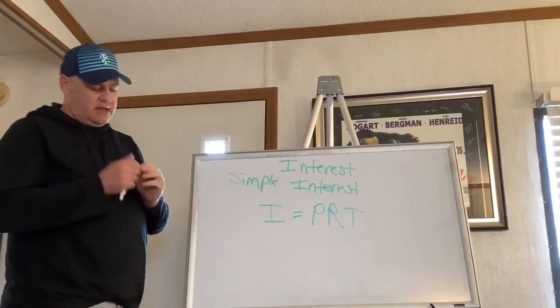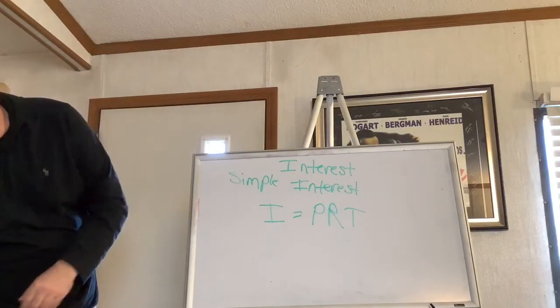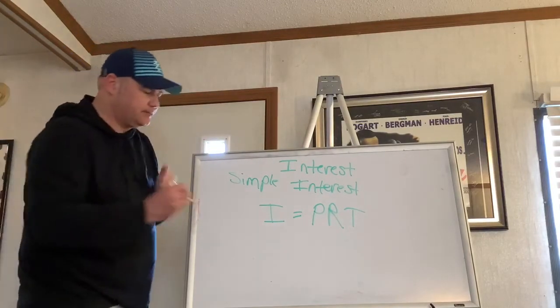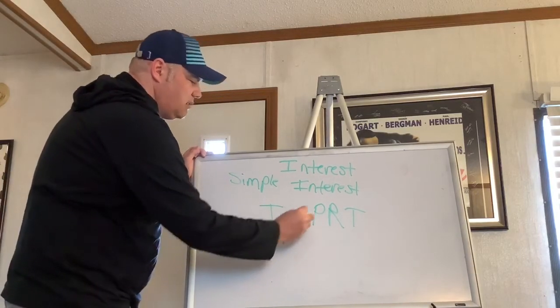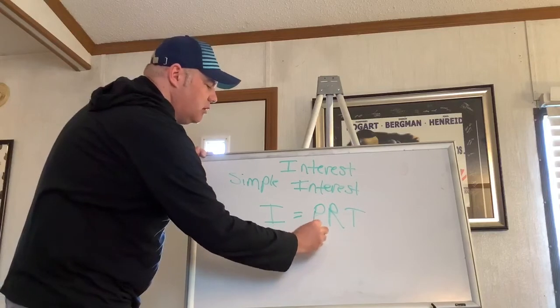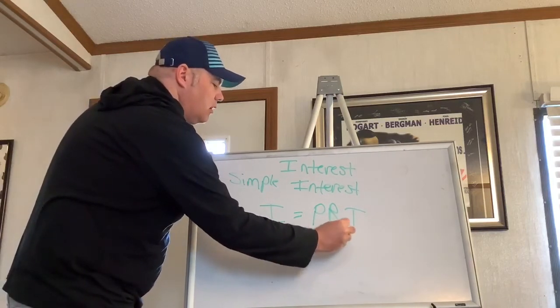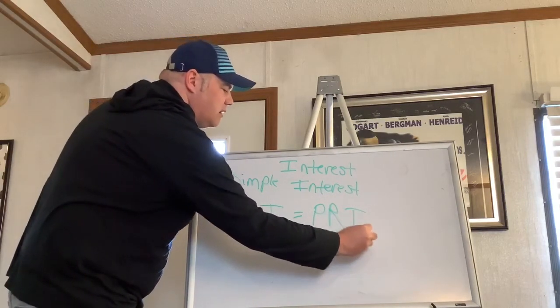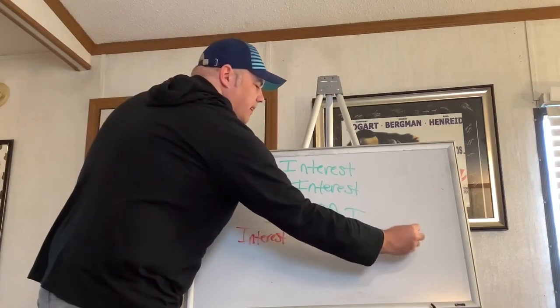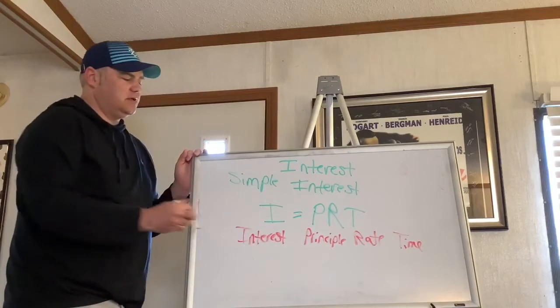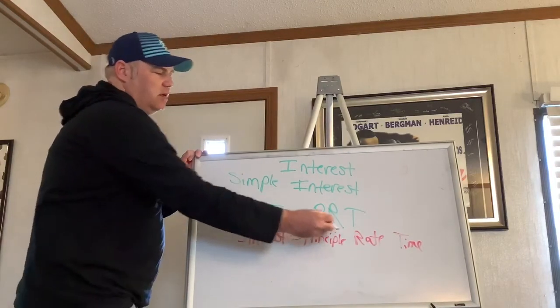Now, here's what those letters stand for. The I, like I said, stands for interest. Okay, the P stands for principal. Okay, the R stands for rate. And the T stands for time. Okay, interest equals principal, rate, time.